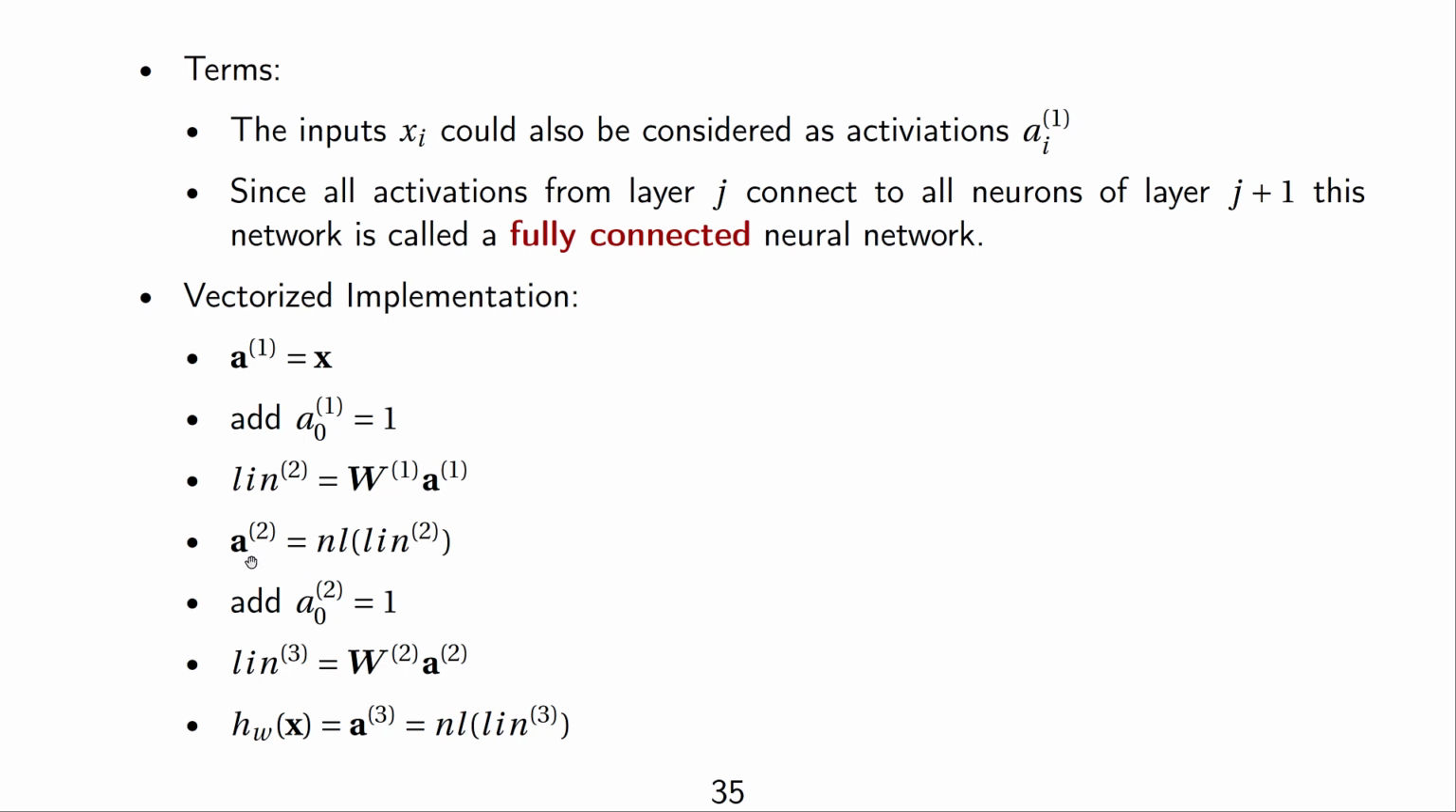Then we do this nonlinear computation by taking the vector, so this actually should be a vector, as input and computing the nonlinearity for each element, and then we get the output of the second layer denoted by A2. Again, we need to add this virtual 1. We compute another matrix vector product to get the linear part of the last layer, and then we compute this final output.